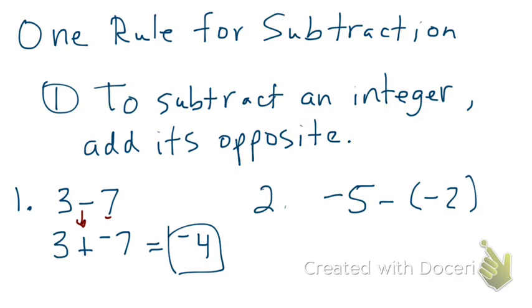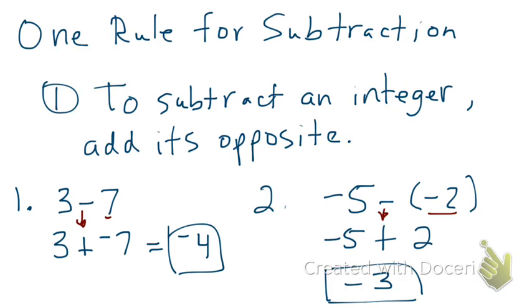Let's do another one. -5 minus -2. So again, we have a subtraction problem. We're going to change it to addition. So our minus is going to become a plus. So notice that happens right there. And our -2 becomes a positive 2. So that's what we mean by add the opposite. And notice here we're going to get -3.